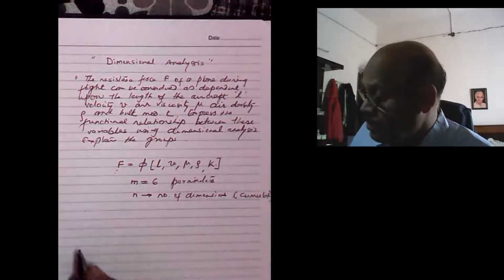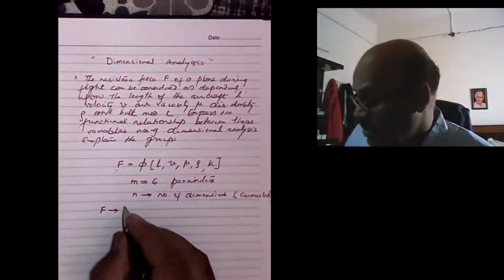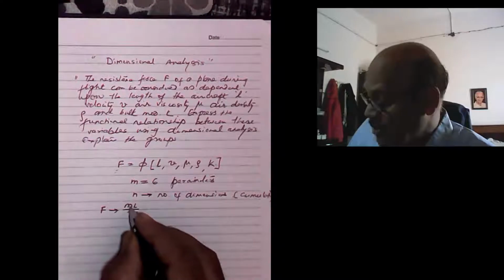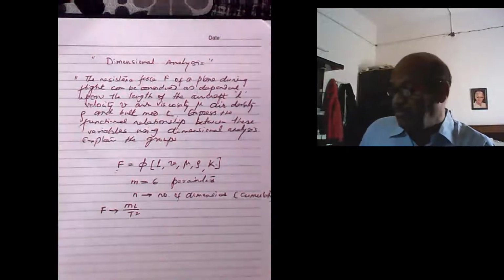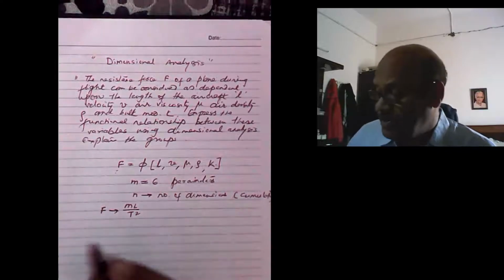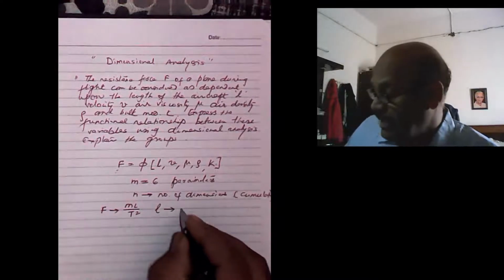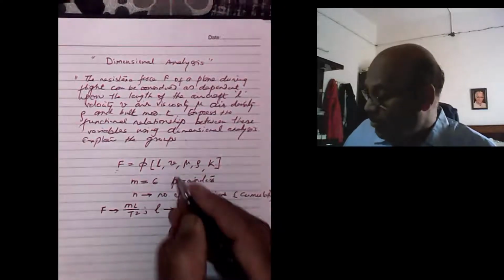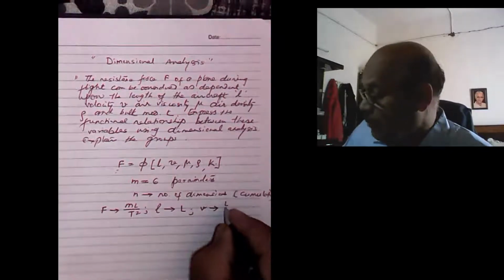Okay. So what has dimension? Force has. Force, as you know, has the dimension ML upon T square. Why? Mass into acceleration. So mass is represented by M, and distance per second square, L by T square, is the acceleration. So ML upon T square is the dimension of force. And now L, length of the aircraft, has the dimension L, a fundamental dimension. And what about V? V has the dimension of L upon T.